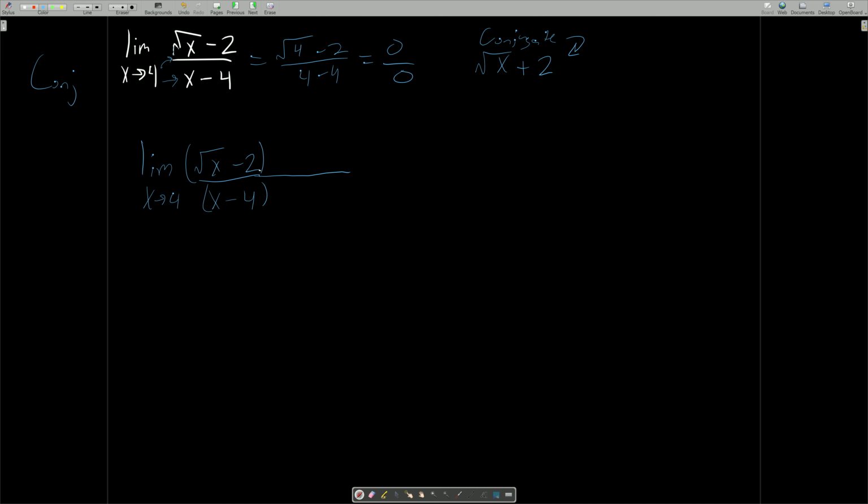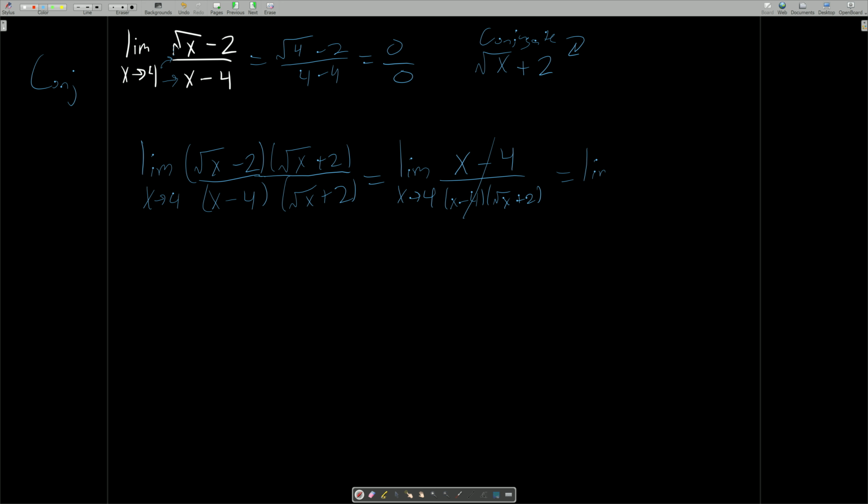What you'll do is multiply both the top and bottom of the fraction by the conjugate, which is square root of x plus 2 in this situation. Square root of x times square root of x is x. Negative 2 times square root of x plus 2 times square root of x, those cancel out. And then negative 2 times 2 is minus 4. Leave the bottom as it is, because now you have x minus 4 on the top and on the bottom.